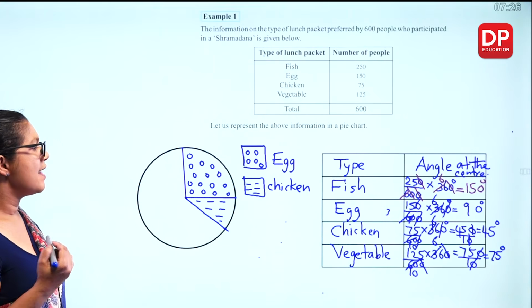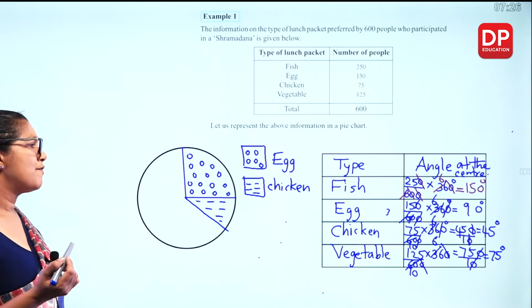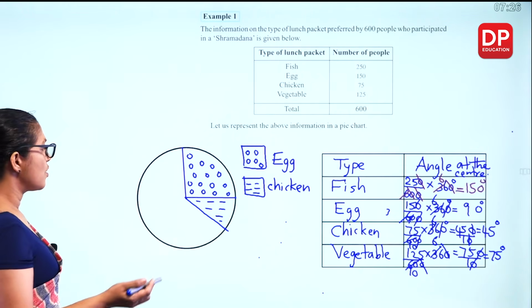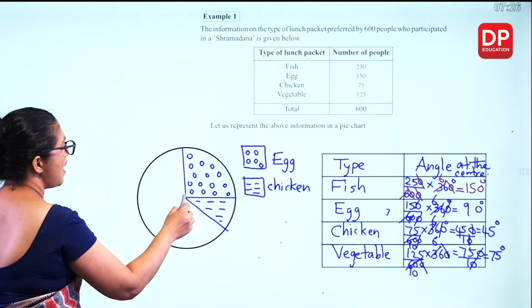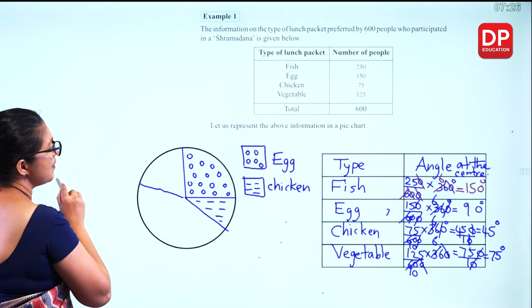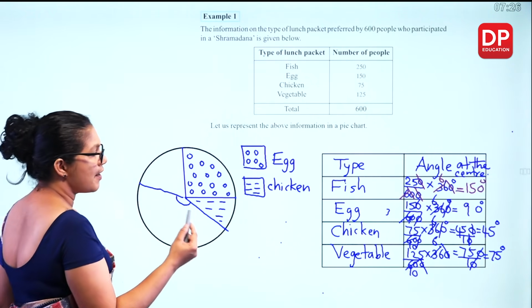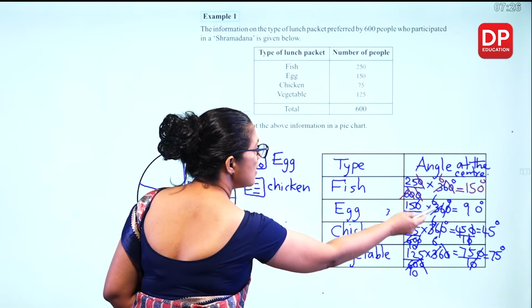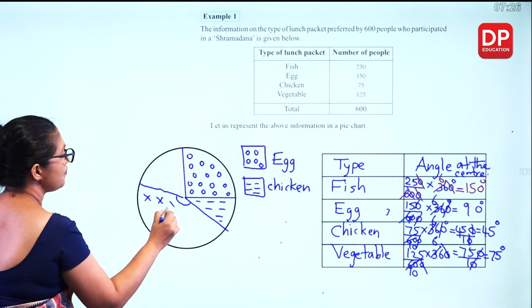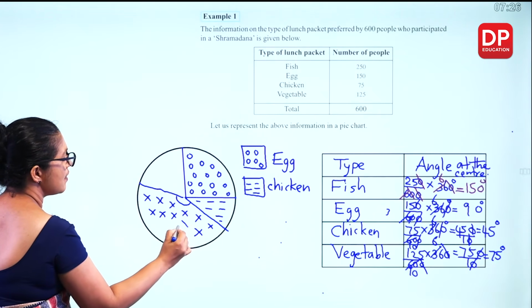What about the next one? 150 degrees, and the other one 75. So here I can mark 150 and then the rest is 75. So here you can use the protractor, 150. So somewhere here, because this is an obtuse angle for 150. So here that's fish. So I can mark something like this for fish. That's 150.